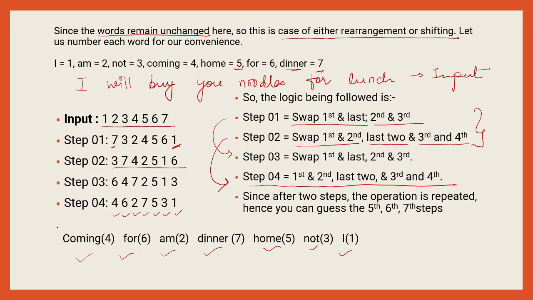Since this has 7 words and my output should be 4 6 2 7 5 3 1, we can simply make the output. 4 would be you, 6 is lunch, 2 is will, 7 is lunch, then we'll have 5 which is noodles, 3 buy and I. So if we have understood the pattern, we can create the output for another input string.